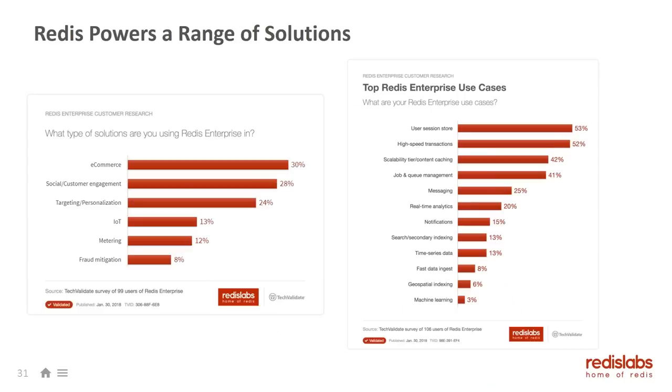Right. As I said earlier, Redis powers a range of solutions, and what you see on the screen here is the result of our survey of our customers. We asked our customers, why do you use Redis Enterprise? What you see on the left is the solutions they're using Redis Enterprise in. E-commerce, social, personalization, IoT, these are all very popular use cases. And what you see on the right is how they're using Redis. You can see session store and high-speed transactions going neck to neck. They are the top two use cases. There's caching, job queue management, messaging, and many more.